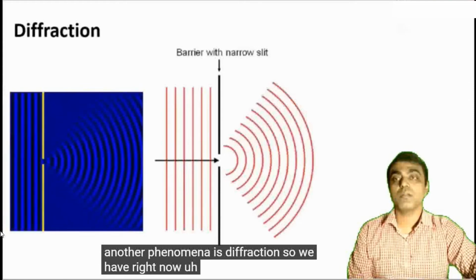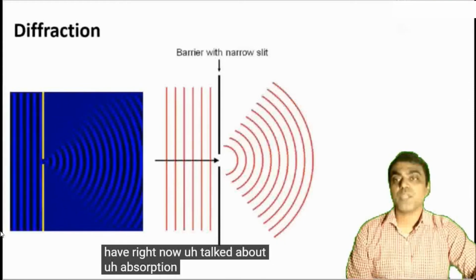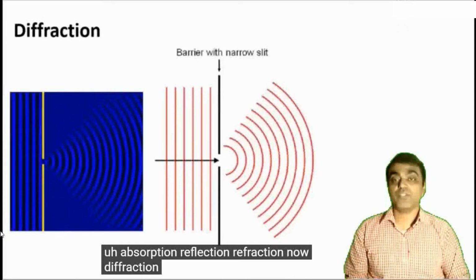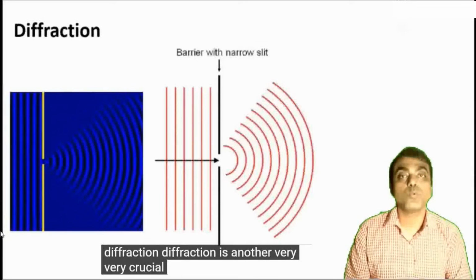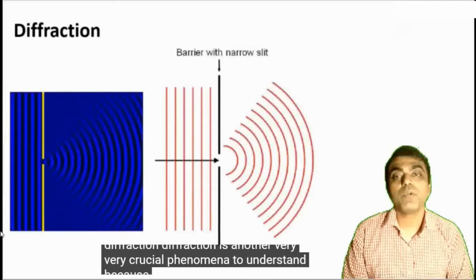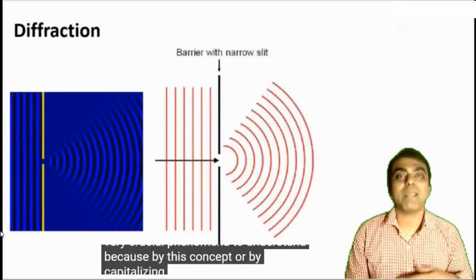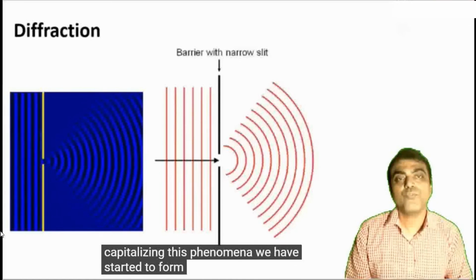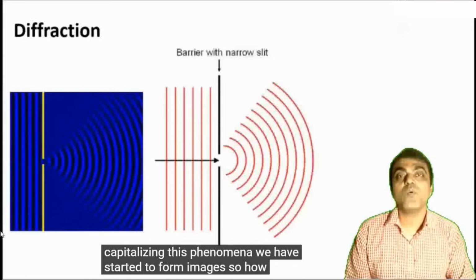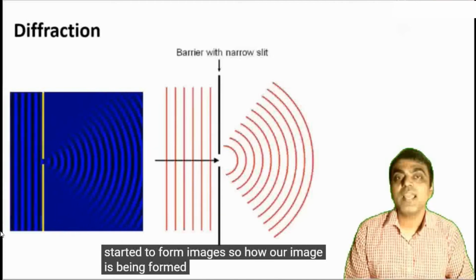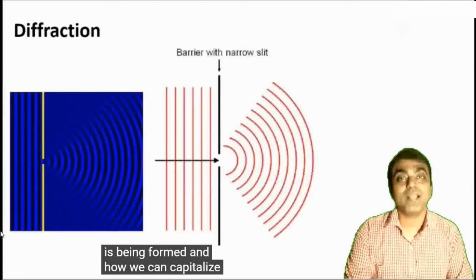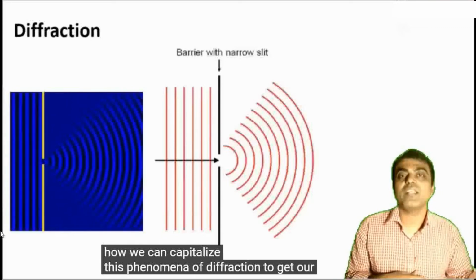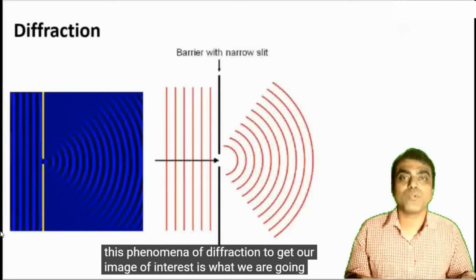Now we have talked about absorption, reflection, and refraction. Now, diffraction. Diffraction is another very crucial phenomenon to understand, because by capitalizing on this phenomenon, we have started to form images. How an image is formed, and how we can capitalize on diffraction to get our image of interest, is what we are going to see here.